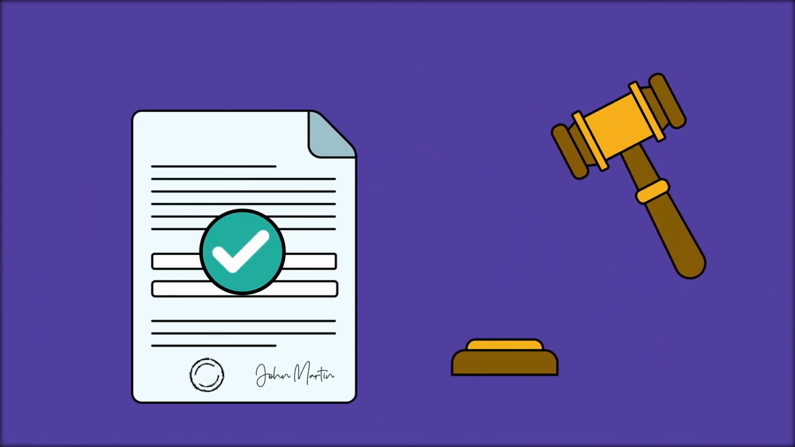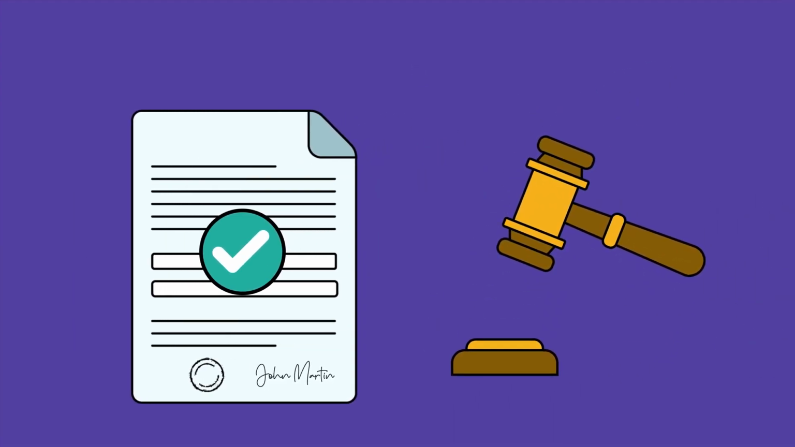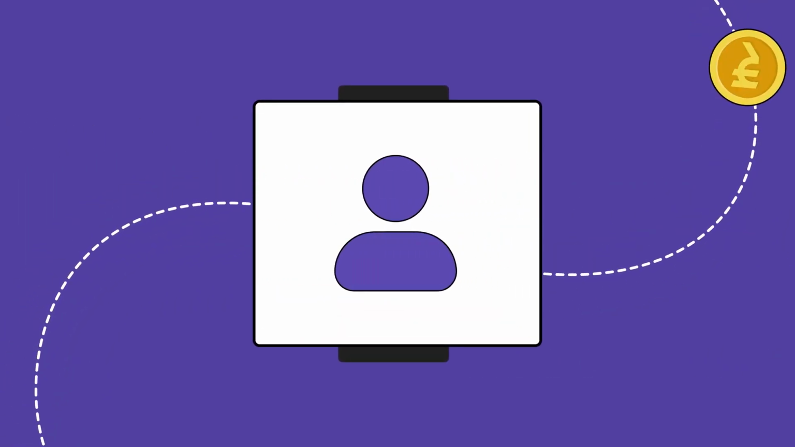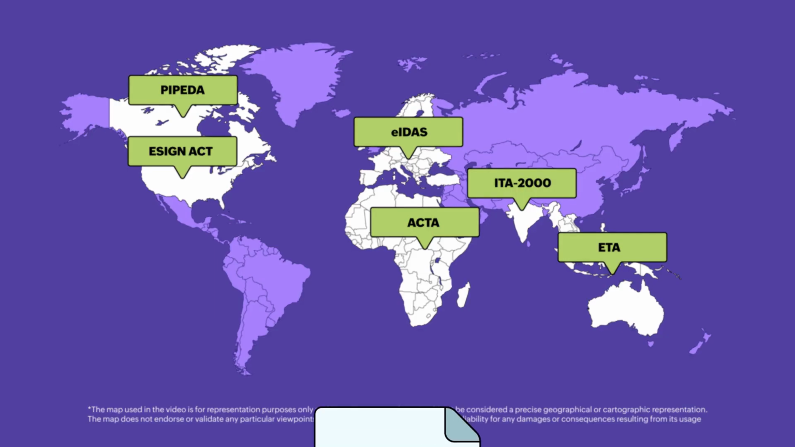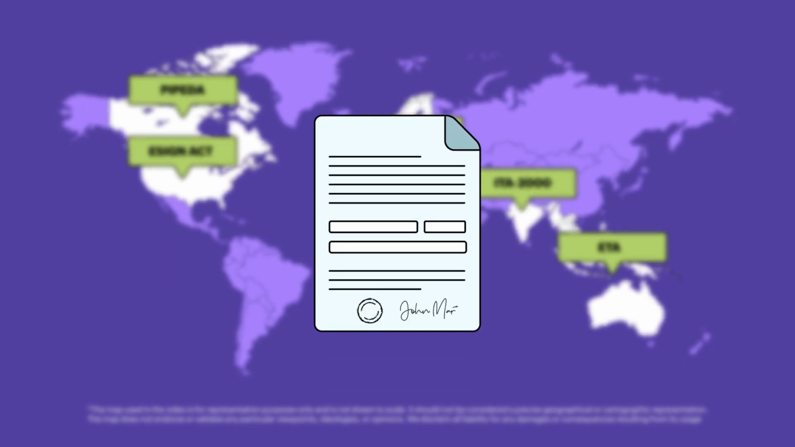Documents signed with Zoho Sign are legally binding and hold the same value as handwritten documents for most business and personal transactions across the globe. They also meet the requirements of the eSign Act in the United States, the PIPEDA in Canada, eIDAS regulations in the European Union, the ECTA in Africa, the ITA 2000 in India, and the various electronic transaction acts across Australia and Southeast Asia.